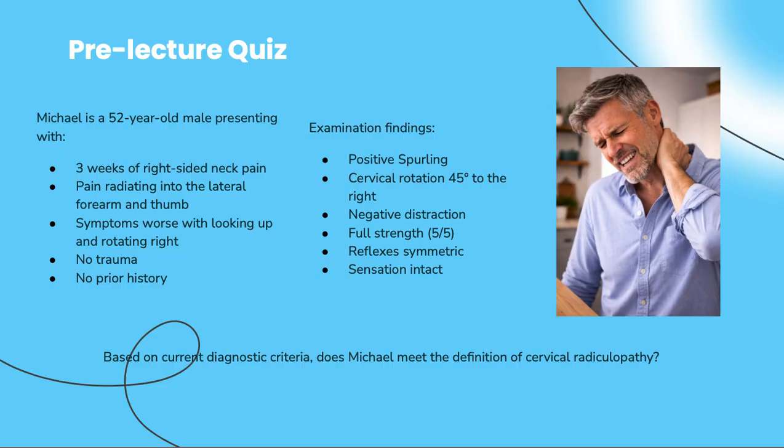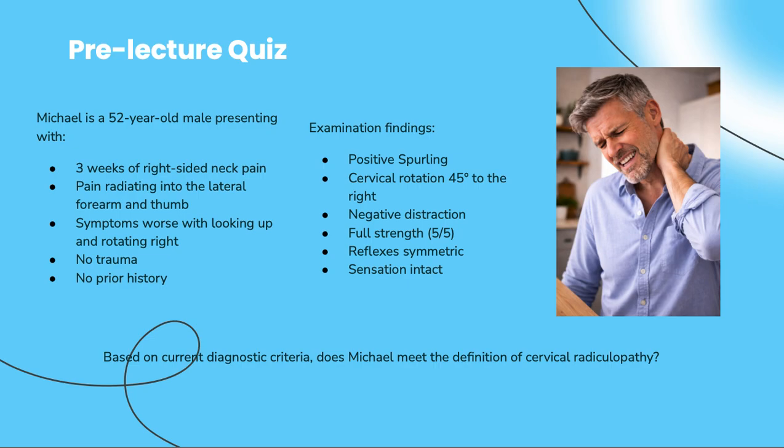Now, here's a pre-lecture quiz. Go ahead and read through this quiz. Now, the question is: based on the current diagnostic criteria, does Michael meet the definition here for cervical radiculopathy? And the correct answer is that he meets the definition of radicular pain, not radiculopathy. And the reason for that is that radiculopathy requires an objective neurologic deficit.